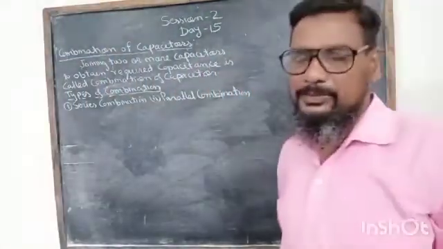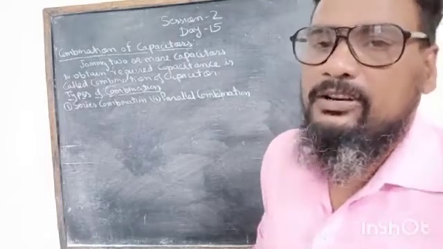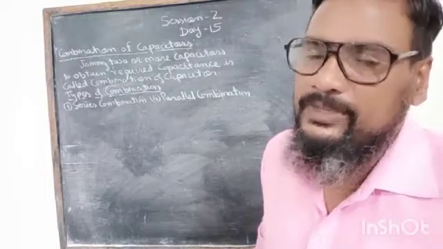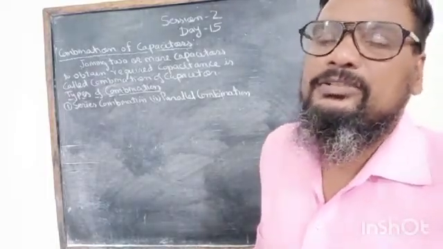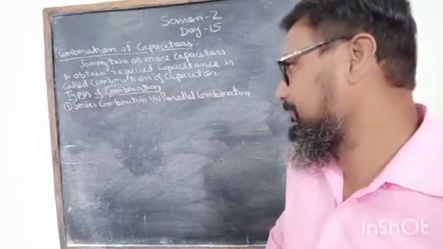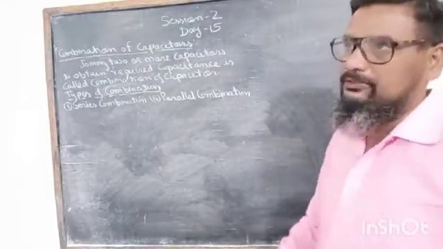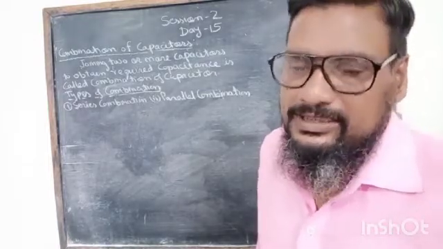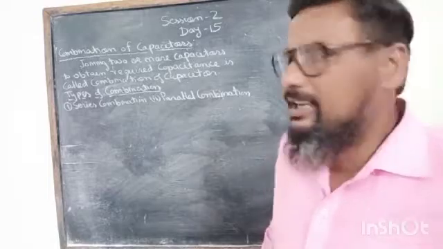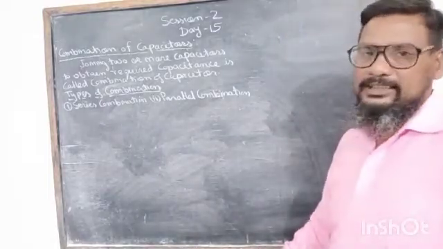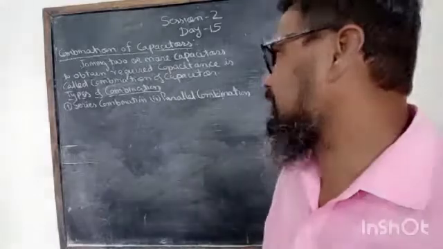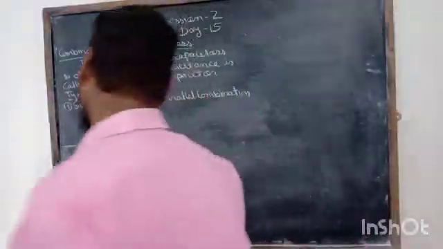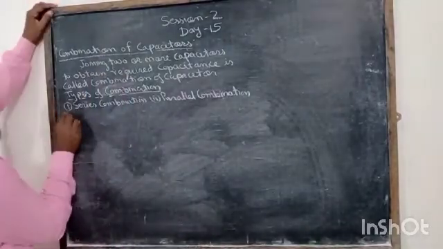What is series combination? When the second plate of the first capacitor is connected to the first plate of the second capacitor, such type of combination is called series combination. And in parallel combination, when first plates of two or more capacitors are connected at one side, and their second plates are connected at another side, then that is called parallel combination. First we shall discuss the series combination.